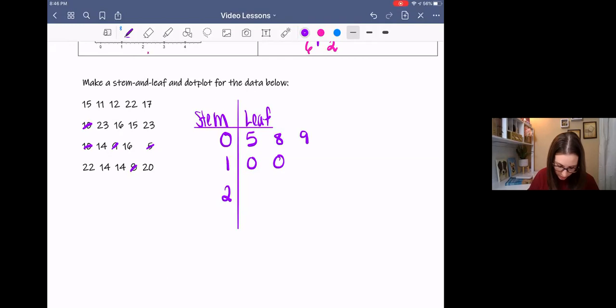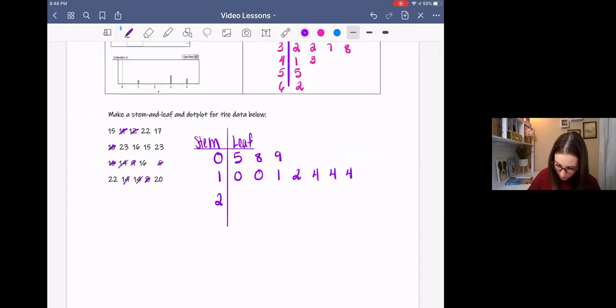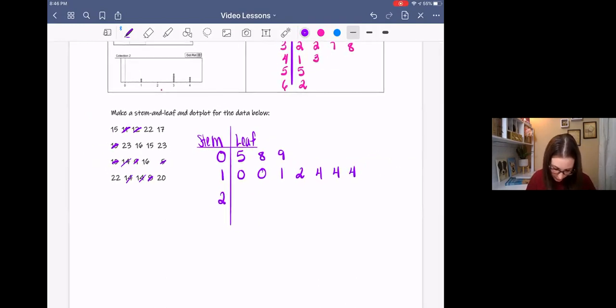Any more 10s? 11, 12, 13, 14. Might run out of room here. 15, 15, 16, 16. I am going to run out of room. 17. This is what happens when you do it by hand. My spacing got off, but I think we have a clear winner here.